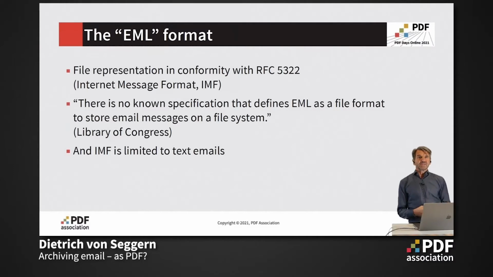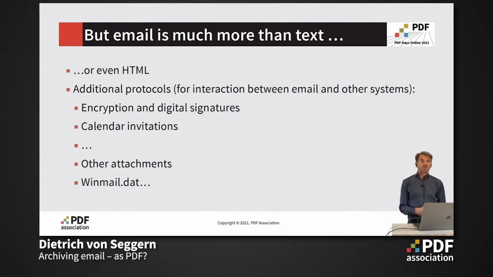So the Internet message format is more a protocol. It defines communication, but it doesn't define a file format that you can store on your disk or on your computer. And then the Internet message format is limited to text emails. But email is much more. Email is not just text. It can be HTML, which still is kind of text. But then there is more information. You can encrypt emails. You can digitally sign emails. You can attach calendar invitations to your email files. And you can have other attachments. So by just using what companies call the original email format, you wouldn't resolve all these problems.